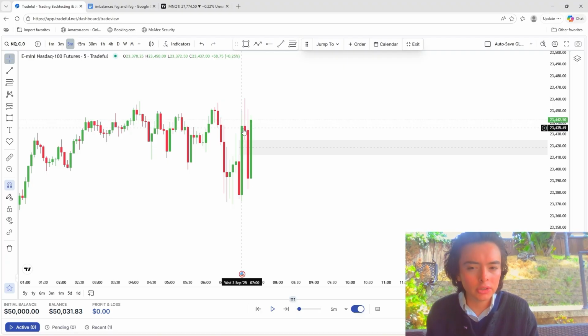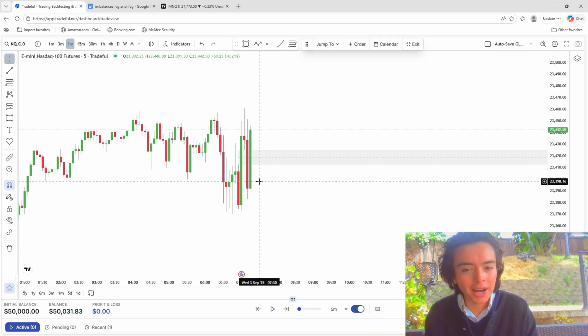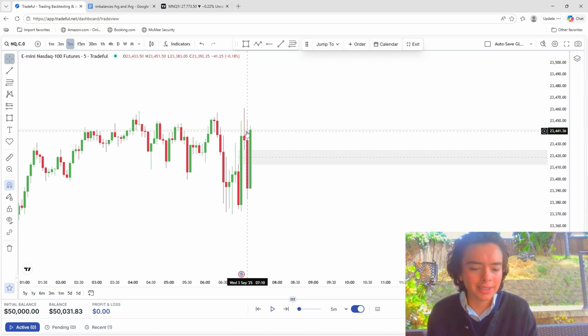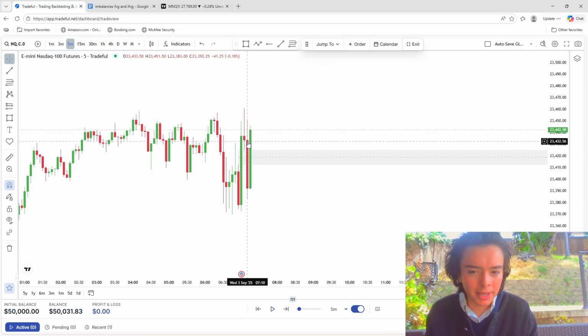I actually could still use this fair value gap, although we did inverse it. This isn't a very strong inverse in my opinion, and because my higher time frame bias is bullish, what we could see here is a fair value gap continuation retracement. So what I mean by that is, again, here's our 5-minute imbalance.